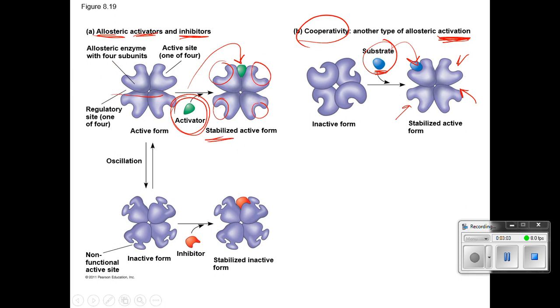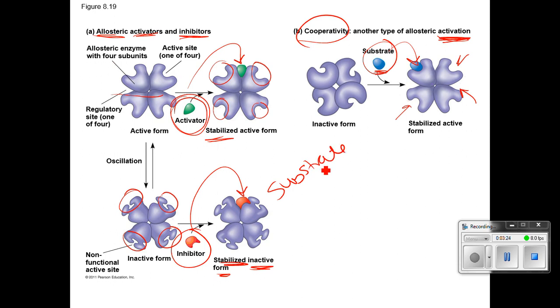Okay? Now, something else can happen if you have an inhibitor. An inhibitor can bind to the enzyme, and that can actually cause an inactive form of the active site. The active site can remain inactive, and that will keep it or stabilize it in that inactive form. If it's inactive, the substrate is not going to bind. Okay, that's why we call it inhibition, because it's inhibiting that from happening.